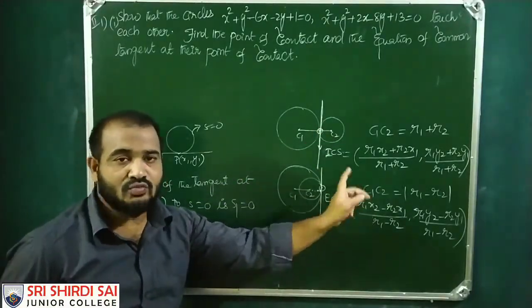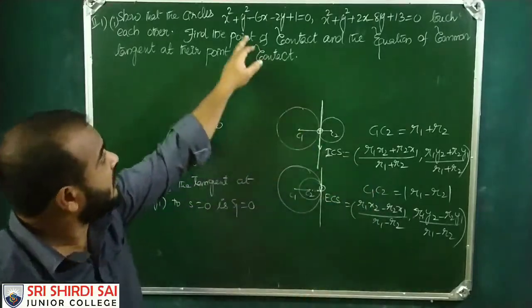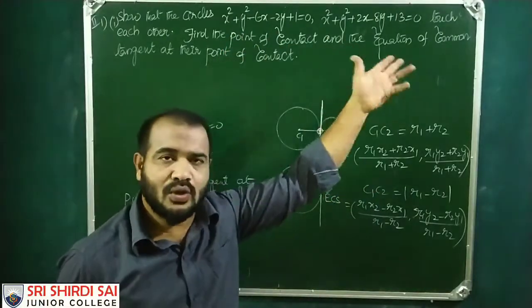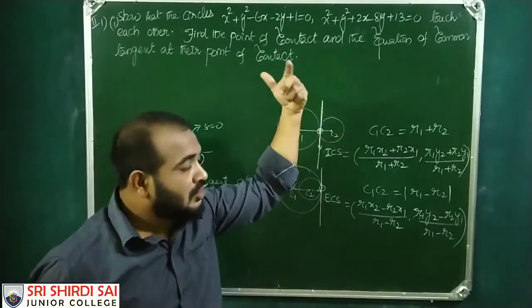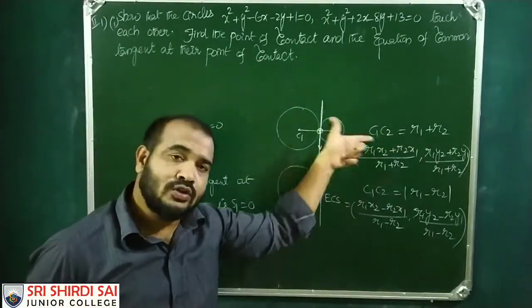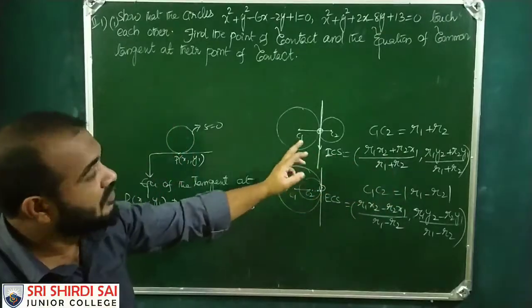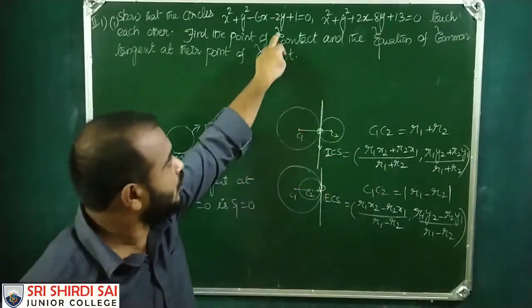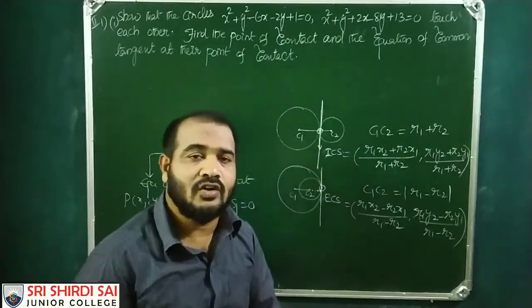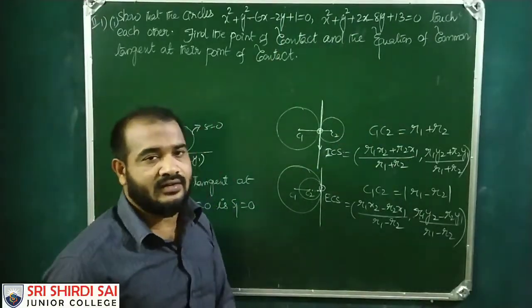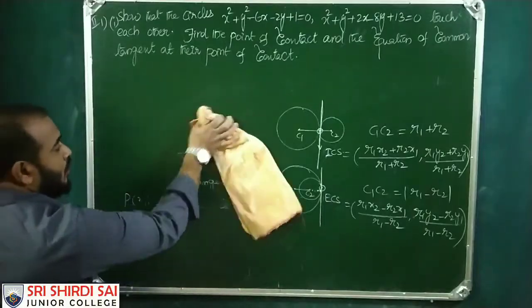So that point is P(x1, y1) and this circle. With respect to any circle you may take, because that common tangent is tangent to both the circles. Therefore P(x1, y1) and S equals 0 may be this or this. So in both the cases you will get the unique line. So this is how we will do that.